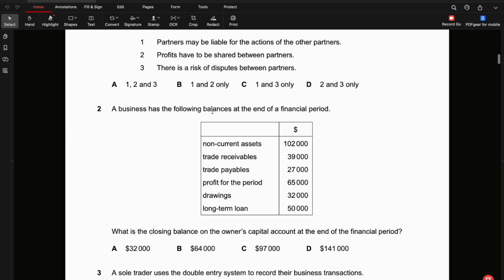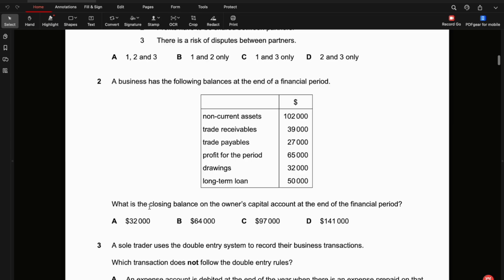A business has following balances at the end of the financial period. Non-current assets 102,000, trade receivable 39,000, trade payable 27,000, profit for the period 65,000, drawings 32,000, and long-term loan 50,000. So they have given assets, liabilities, and profit and drawings. Then they're asking you to calculate what is the closing balance of the owner's capital account at the end of the financial period. Okay. So now we need to understand the composition of capital account.